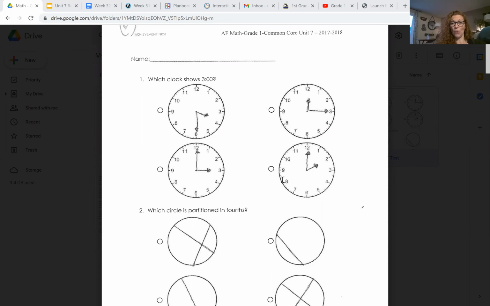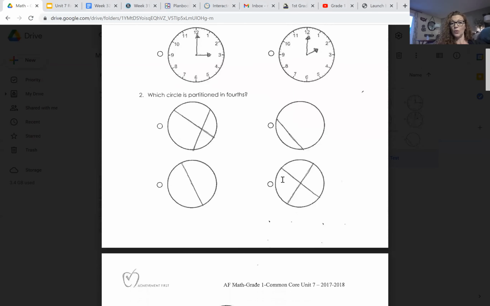So I'm just going to go over each question. It's pretty self-explanatory this time, just looking at the clocks to getting the right answers and answering the fraction questions. So I'm going to read each one, and that way you know what to answer. Right, number one says, which clock shows 3 o'clock? So they give you 4 clocks. You have to circle the correct one.